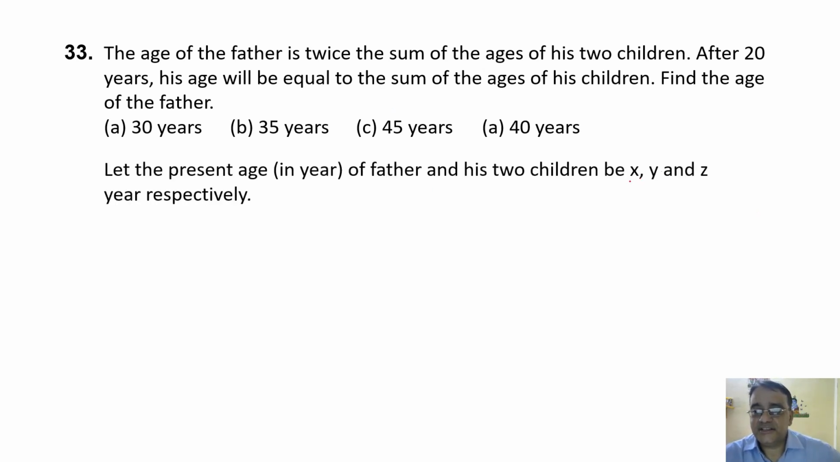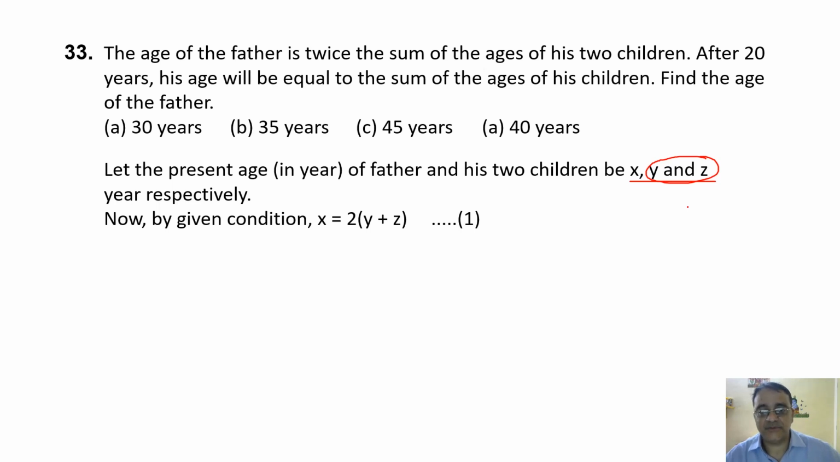Clear? For now I am taking the father's age as x, and the children's ages as y and z. If you wish, you can take the two children together as y. It is up to you. Okay, so what is the condition? It is given x is 2 times the sum of the two children, that is x is equal to 2 times y plus z, and after 20 years the age of the father is equal to the ages of his two children, that is x plus 20 is equal to y plus 20 plus z plus 20.